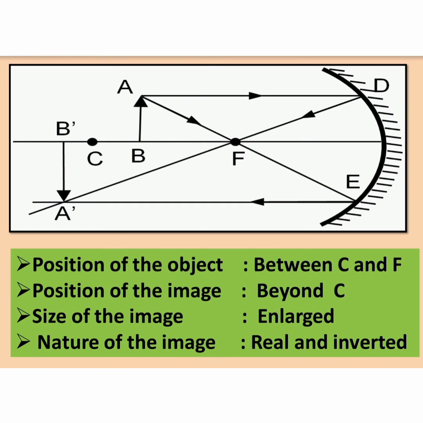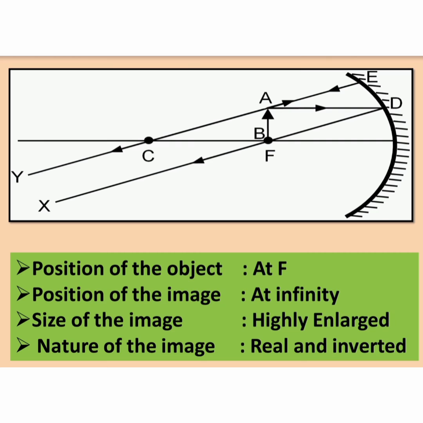Next position is at F. The position of the object is at the principal focus F. So we can compare it with the first position of the object at infinity, which has the image obtained at the focus F. So here the position of the object is at the focus F, and the position of the image is at infinity.